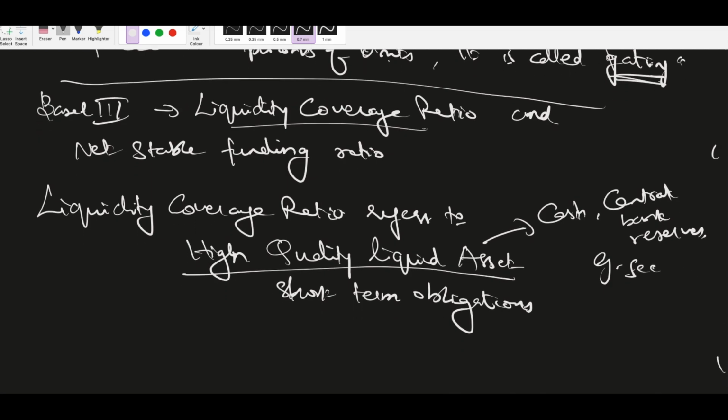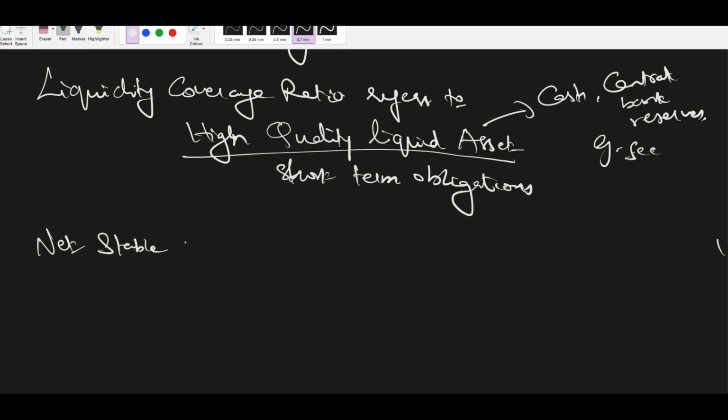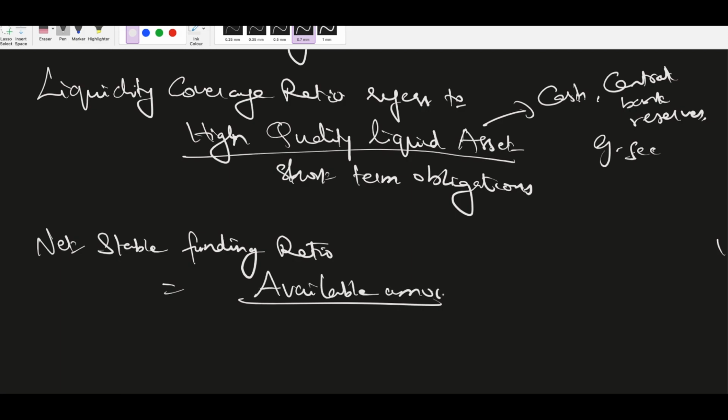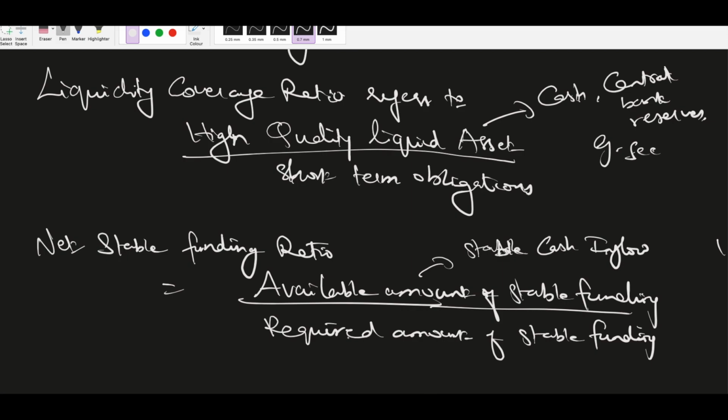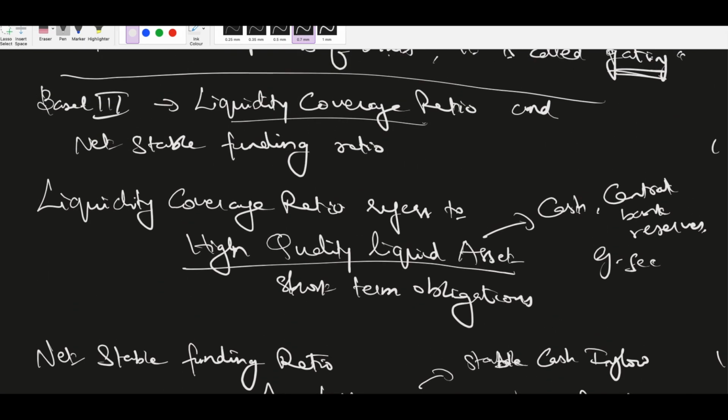Then the net stable funding ratio. You can think of it like this: the available amount of stable funding, that means stable cash inflow, against the required amount of stable funding, which is cash outflow.